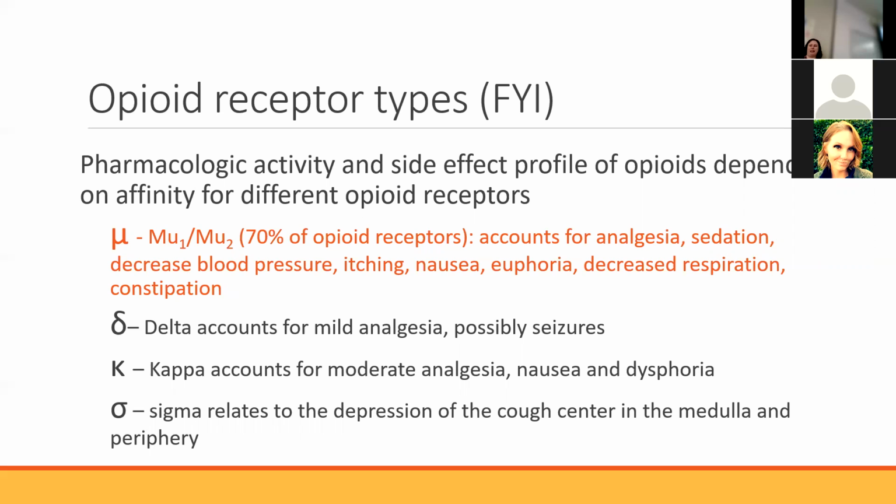Delta, kappa, and sigma. Sigma is interesting because, like cough syrups that have codeine in them, it actually does suppress cough. That is an effect. Now, giving codeine for a cough, especially in the middle of an opioid epidemic, but it does work, and it's been around for a really long time because it's a natural product.